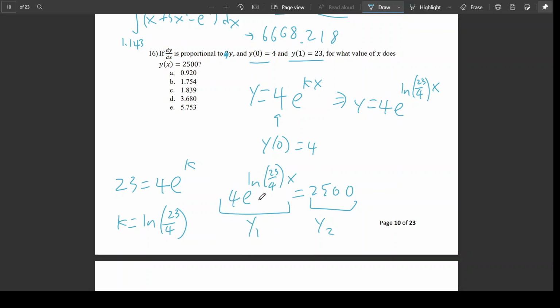Put this in y1, y2, find the intersection point, and that's the x value, right? And so when you do this and you get the x value, you get that x equals 3.680, and that's option D.